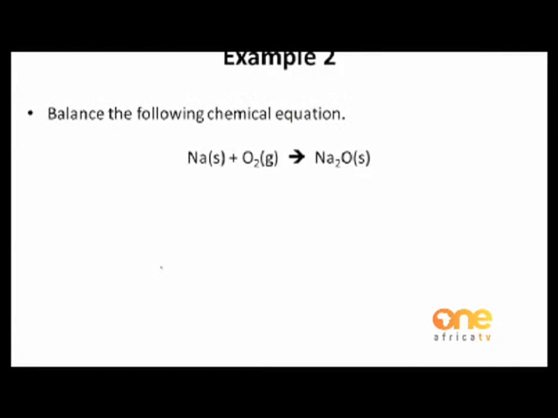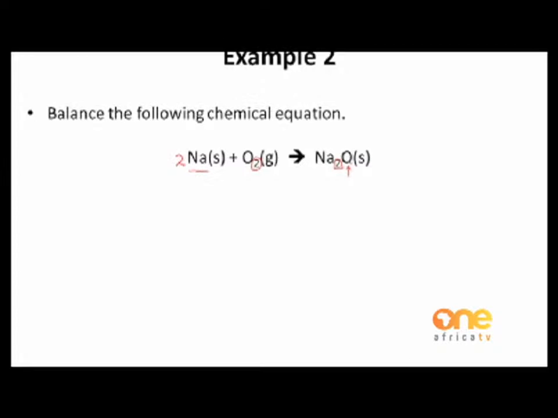Let us balance the following chemical equation. We have sodium that reacts with oxygen to give us sodium oxide. Remember, we have to keep this the same. We cannot change the formula of the oxygen or the sodium oxide. So let's start with the sodium. Here we have 1 sodium atom. Here we have 2 sodium atoms. So to balance these 2, we have to put a 2 in front of the sodium. But wait, here we have 2 oxygen atoms. On this side we only have 1 oxygen atom. So we need 2 on this side.